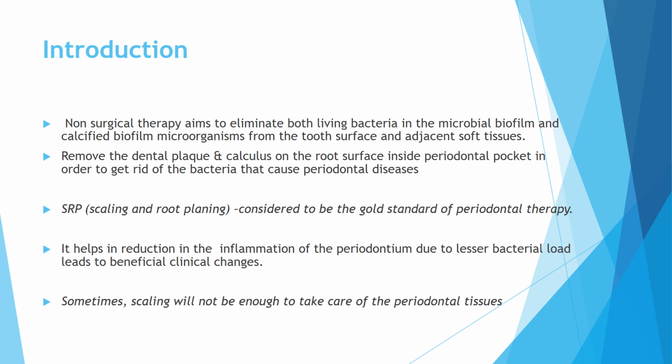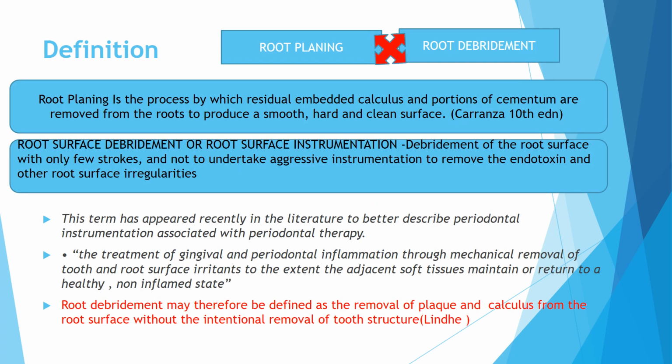It helps in reduction of the inflammation of the periodontium due to lesser bacterial load, which leads to beneficial clinical changes. So, sometimes the scaling will not be enough to take care of the periodontal tissues. So, coming to the definition of root planing, and also, what is root debridement? Is it the same? Are root planing and root debridement the same, or is it different?